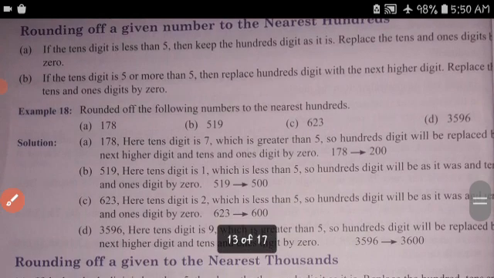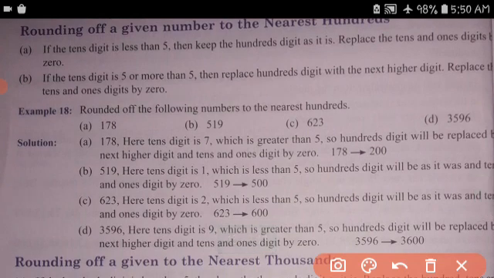For example, rounding to the nearest 100. 178: here the tens digit is 7, which is greater than 5. So the hundreds digit will be replaced by the next higher digit and the tens and ones by 0. 178 is equal to 200.